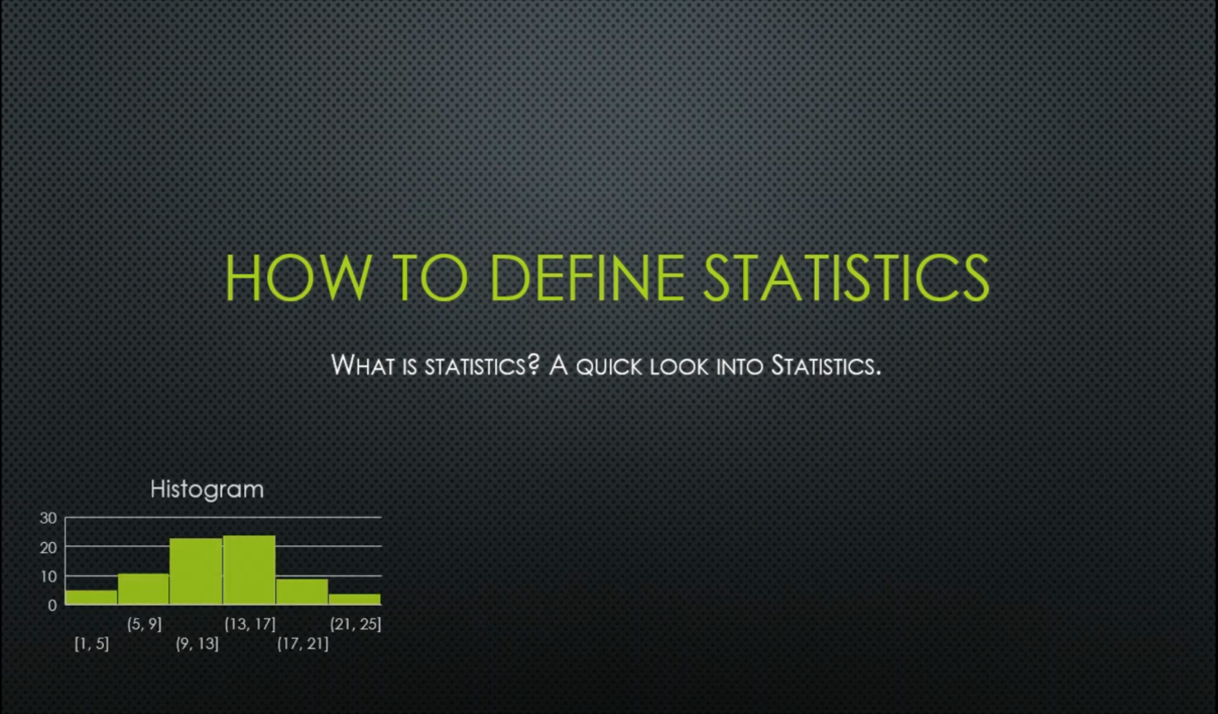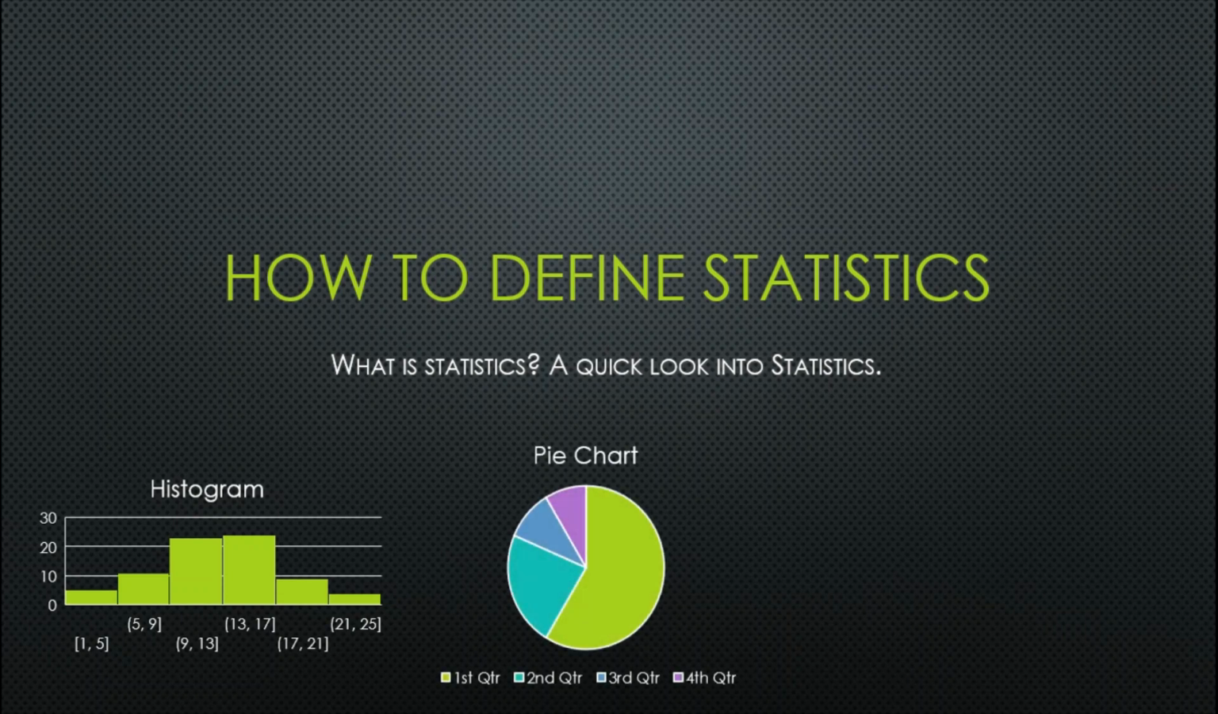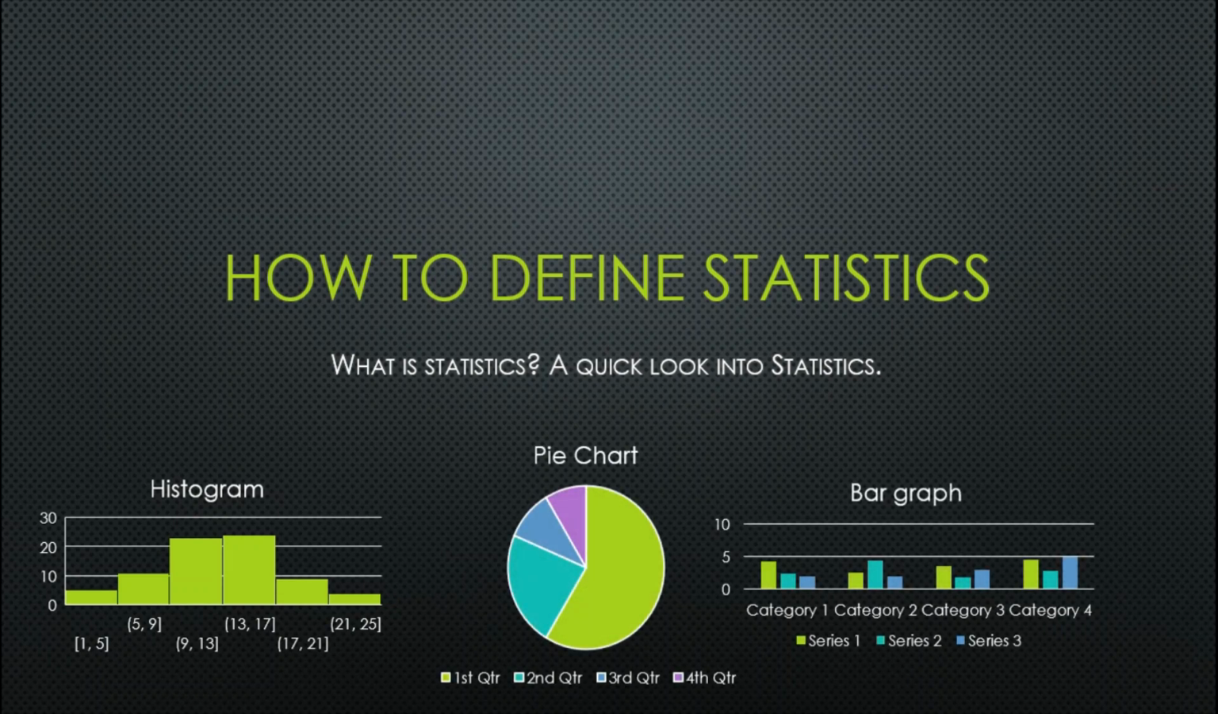Perhaps you have come across the following diagrams or figures such as a histogram, a pie chart, or a bar graph. These, among many others, are descriptive statistics. They are picture forms in which you can draw information or analyze data, and these are examples of what statistics looks like in real life.